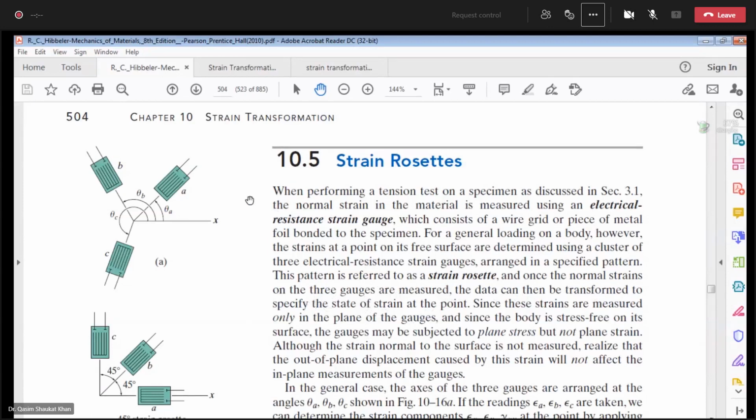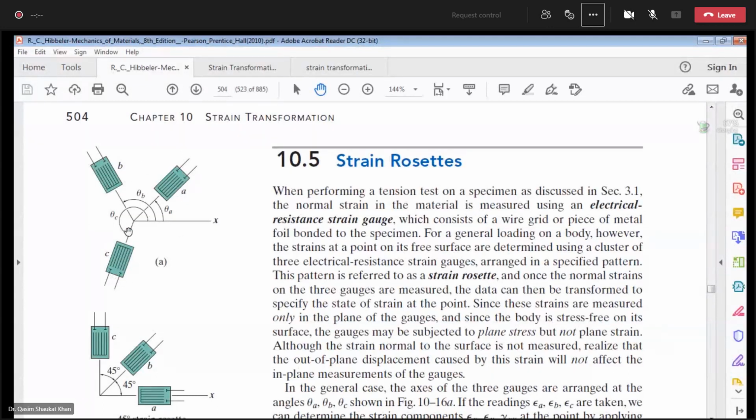Now what you are getting from this strain rosette are theta A, theta B, theta C, and epsilon A, epsilon B, and epsilon C. But this is of no use to you, because what is useful is to know the maximum in-plane shear strain and the principal strains. To calculate these, you need to know the plane state of the strain: epsilon x, epsilon y, gamma xy. But it is giving you raw data.